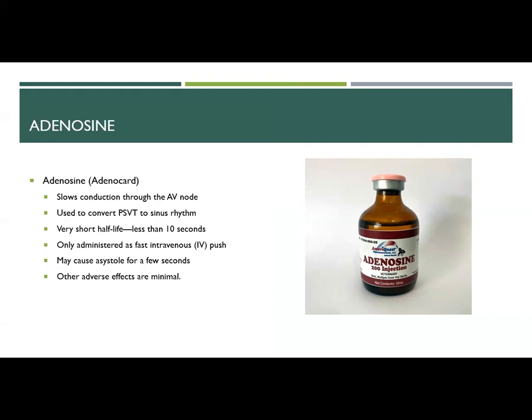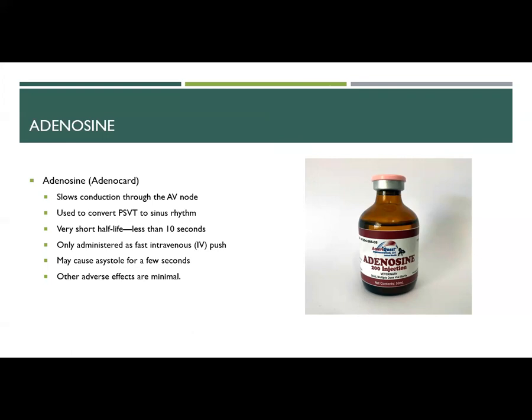It's got a very short half-life. The half-life is usually less than 10 seconds, and it's only administered as a fast IV push. So this is one of the ones that you push very quickly. And it may cause asystole for a few seconds. Asystole is basically where you've got that lovely little rhythm of the heart beating, and then it stops, and then it starts beating again. The idea behind this is that we want to kind of jumpstart the heart.